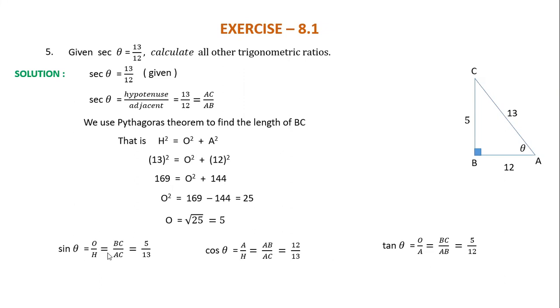Now, reciprocals. Cosec is H upon O, which is 13 upon 5. The reciprocal of cos is sec, which is already given, so I'm not going to write this. Then I go to cot. Cot is the reciprocal of tan. So tan is 5 by 12, this becomes 12 upon 5. So these are the 5 other ratios. When one ratio is given, you calculate the other 5 ratios.